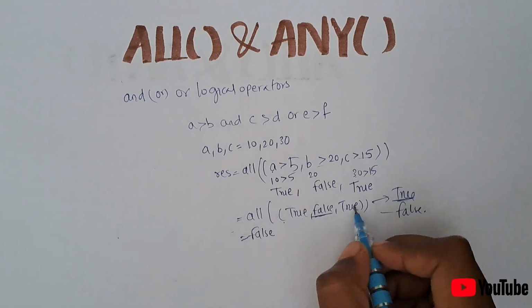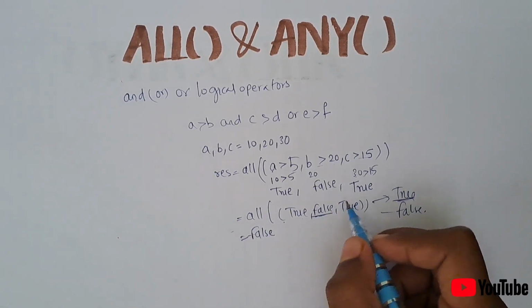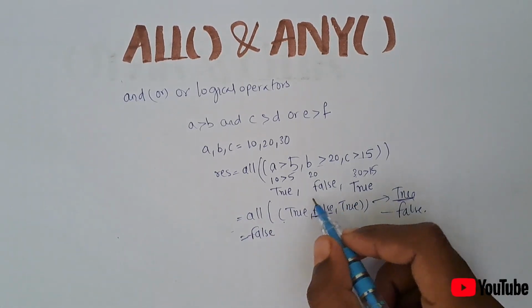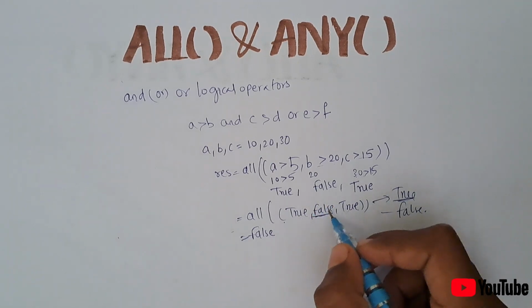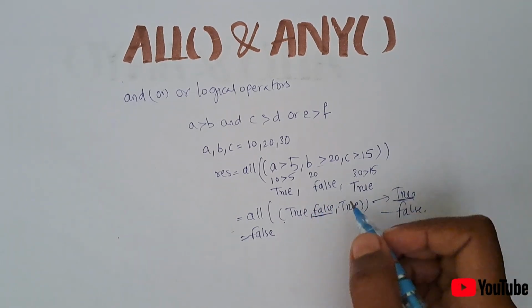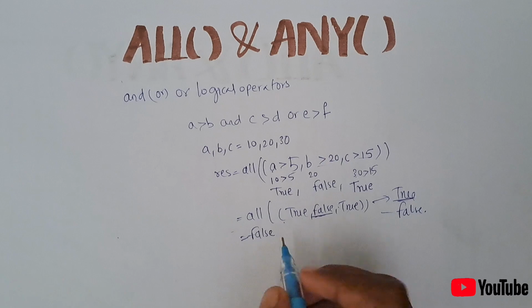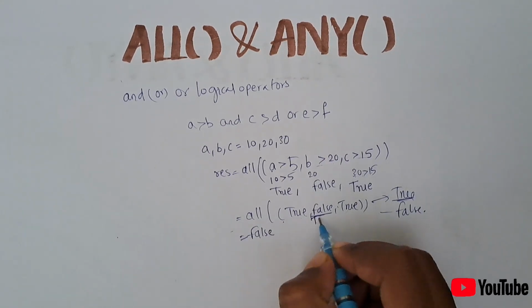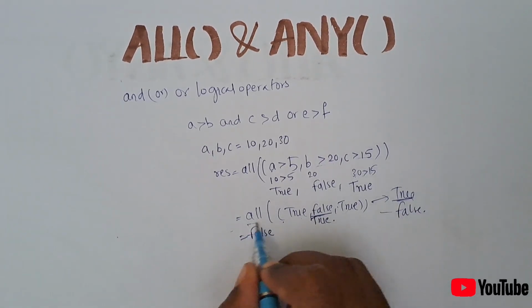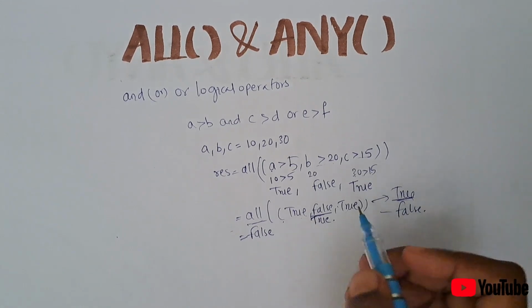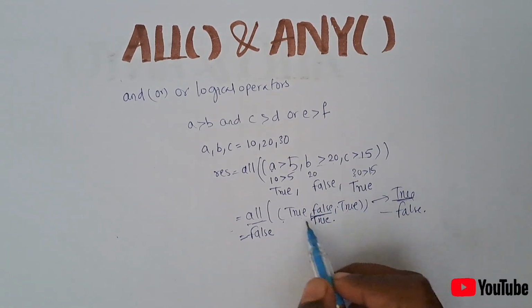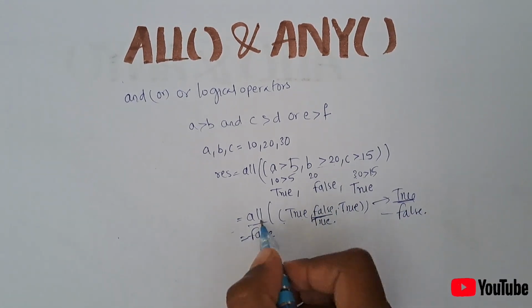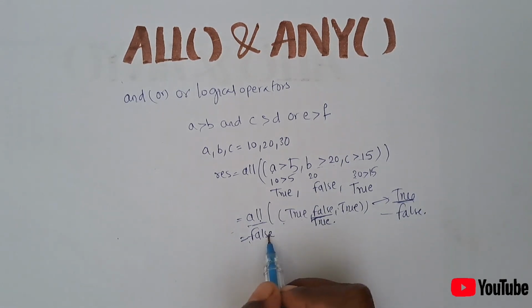It returns true when all its parameters are true. I think you got the point. In case this is also true, then definitely the all function will return true. When all of its parameters return true, then the all function will return true. Otherwise it will return false.